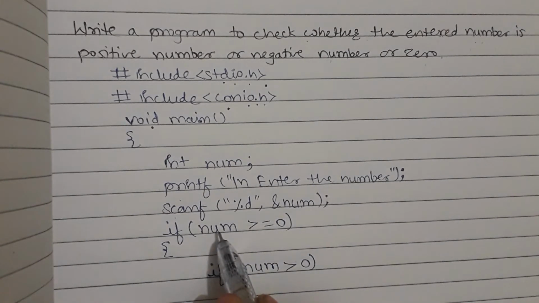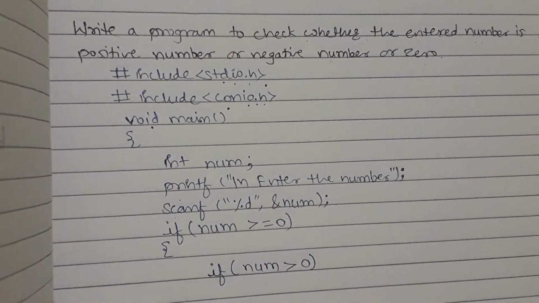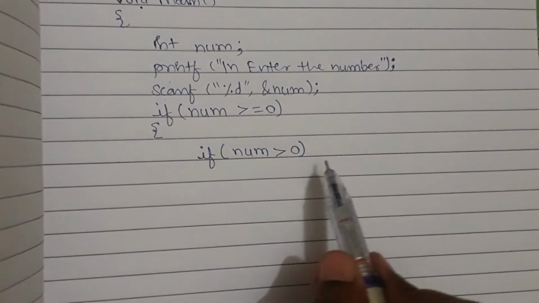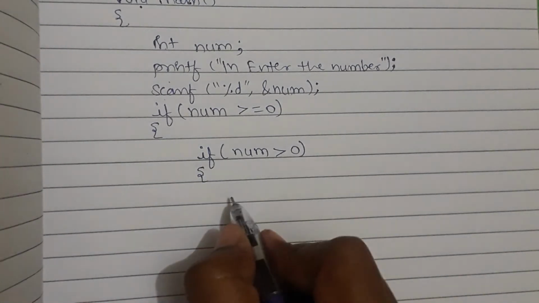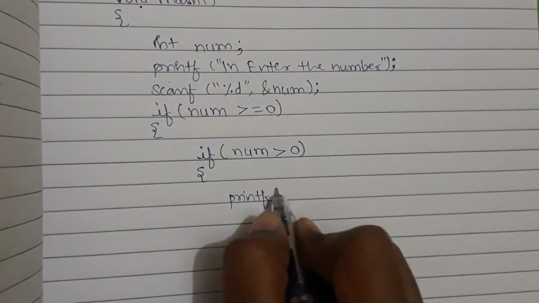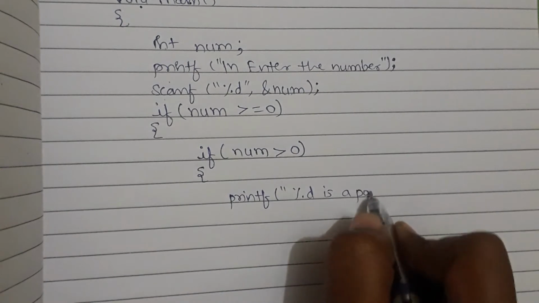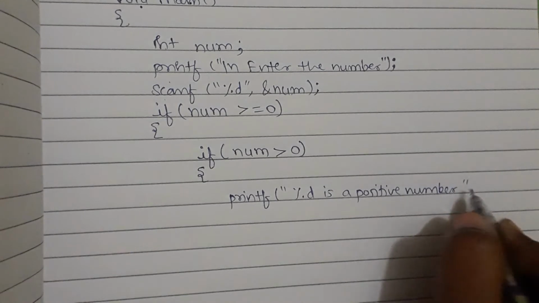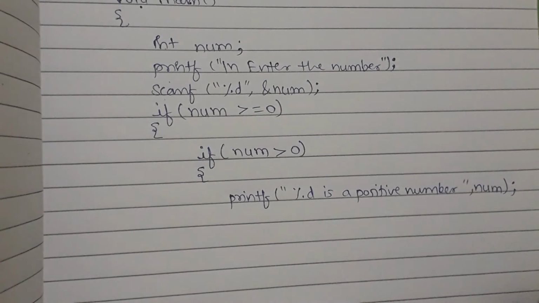If this first condition is true, that is num is greater than or equal to 0, then it will come inside this second if, and within this if we write our second condition, that num is greater than 0. Now if this second condition is also true, then it will print that %d is a positive number. Instead of %d, it will print the value of num.